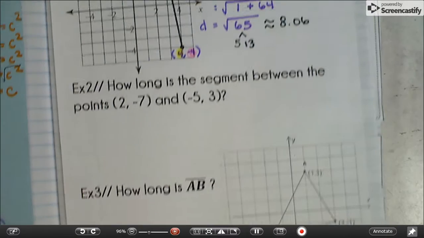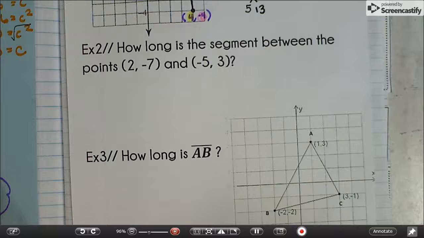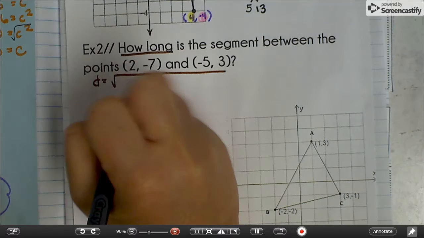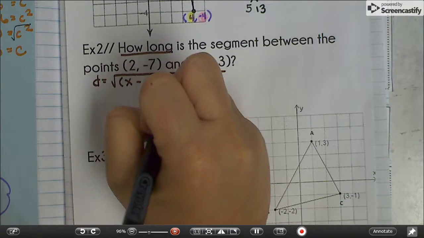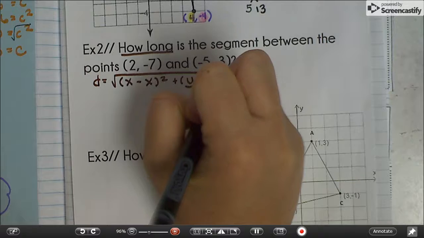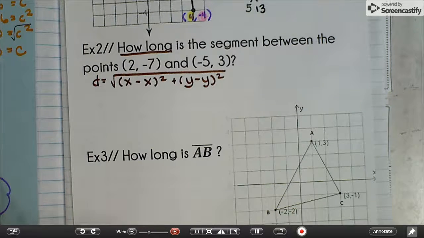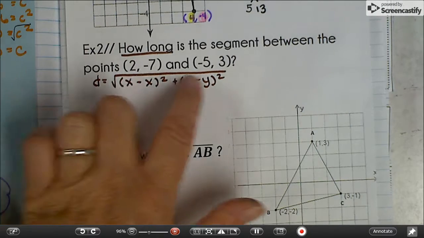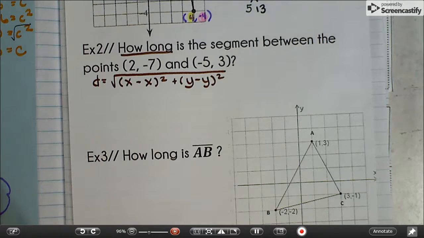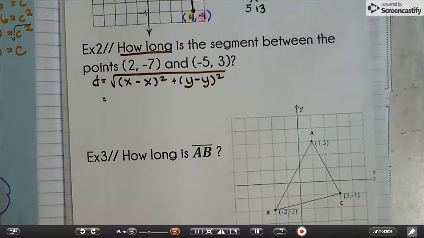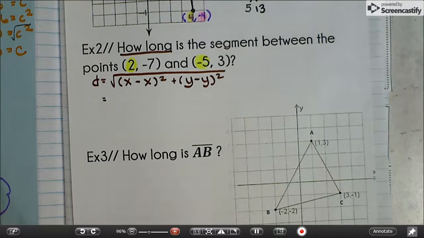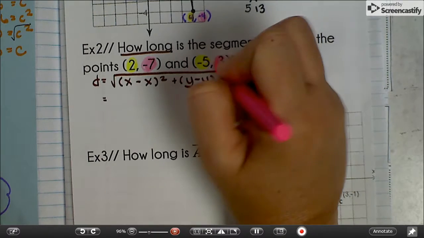So we're going to do it again. How long is the segment between these 2 points? How long means distance. Distance equals the square root of x minus x squared plus y minus y squared. And when we were in class, I was talking about how the distance formula is not a stripper. It does not like to be naked. So please leave the radical on the distance formula the whole time you're working with it until you get to the end and you actually use the radical. All right, so we need to plug in our x's, which are 2 and negative 5, and plug in our y's, which are negative 7 and 3.